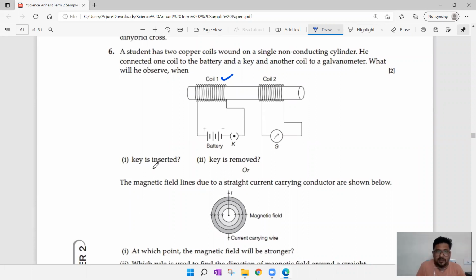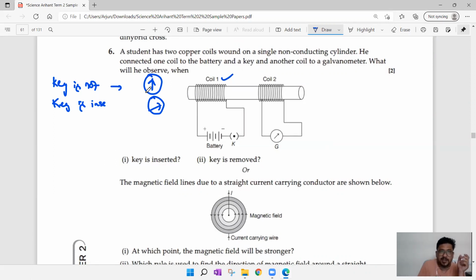It is quite simple. First of all, when key is not inserted, the galvanometer will show 0, but that is not the question he asked. Now, when key is inserted, the galvanometer will deflect and come back to the original position. Why? Because when key is inserted, current is induced. Current basically means a magnetic field is produced.